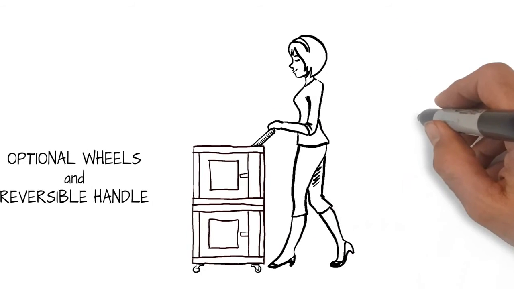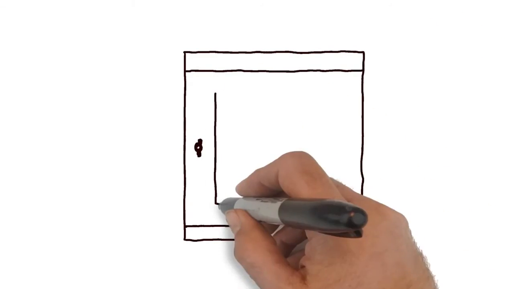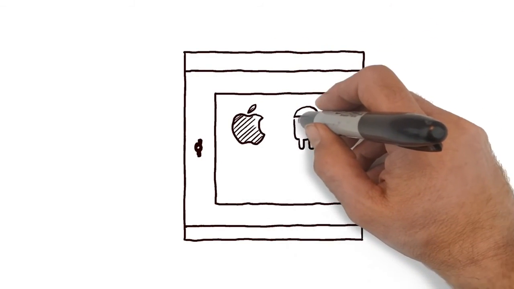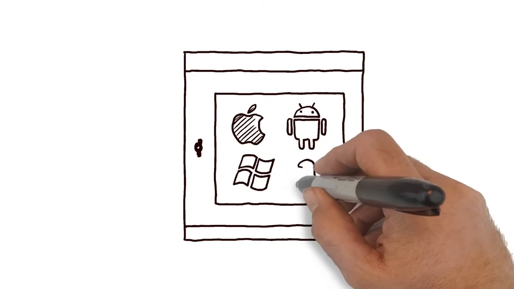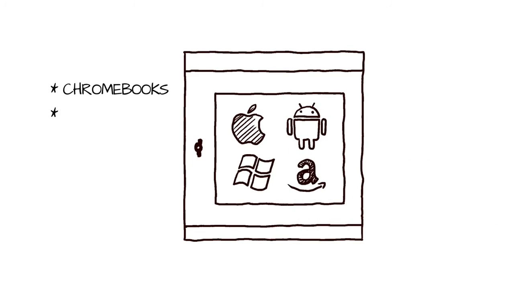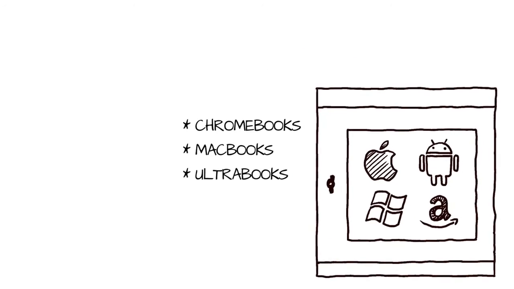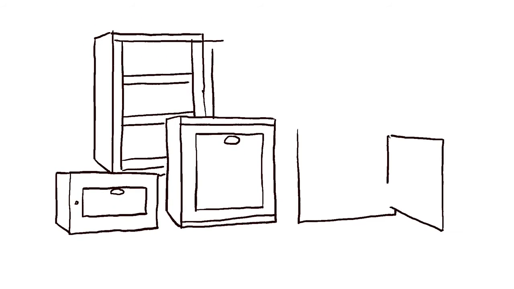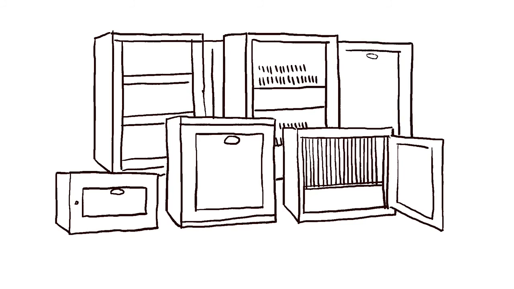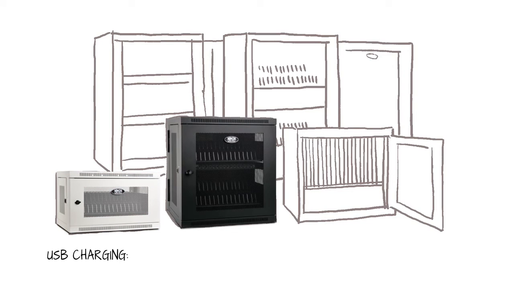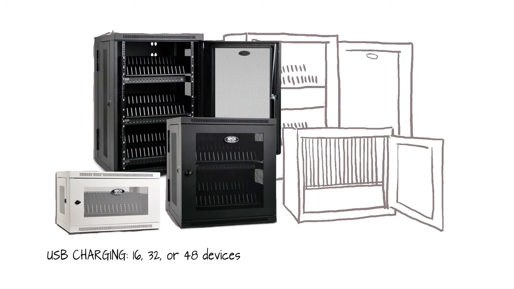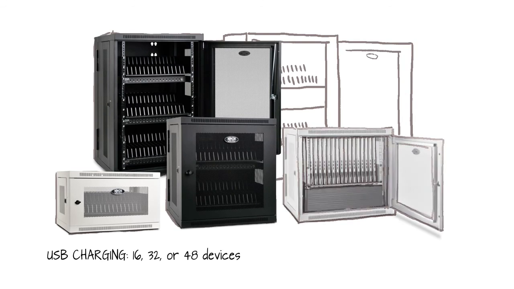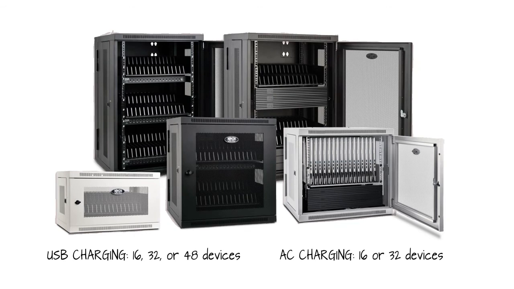configurations. Tripp Lite Charging Stations are available for Apple iPad, Android, Surface, and Kindle tablets, as well as Chromebooks, MacBooks, Ultrabooks, and even full-size laptops. iPad tablet charging stations with USB charging are available to support 16, 32, or 48 devices. Chromebook charging stations with AC charging are available to support 16 or 32 devices. All models are available in black or white.